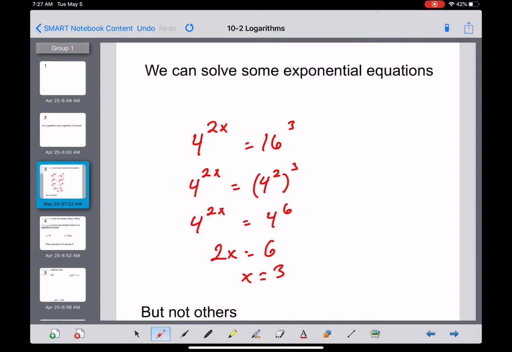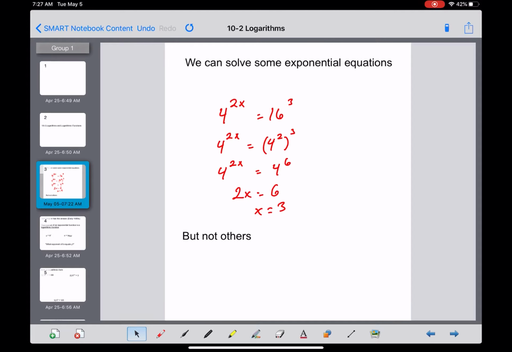But there are some other types of exponential equations that we're not able to solve that way. So if I have the exponential equation 4 to the x power equals 50, for example, well, I'm not going to be able to use the equality property of exponents here. There's no way I could rewrite 50 as having the same base as 4. So we need a different strategy for exponential equations like this.